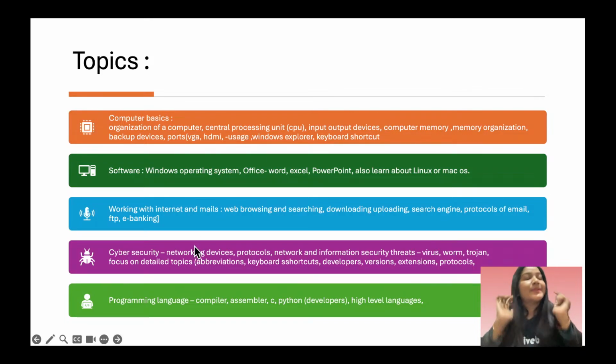E-banking. Lots of important terminologies in e-banking. UPI. What is UPI? NEFT, right? So these things you have to focus on. Learn these things. Cyber security. Next topic. Networking devices.